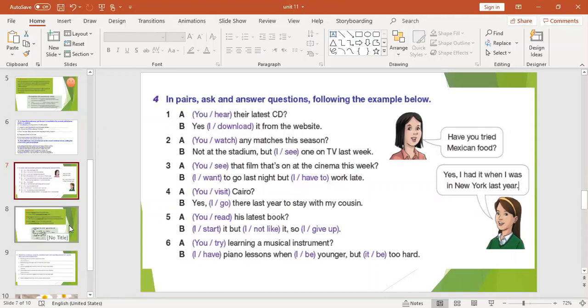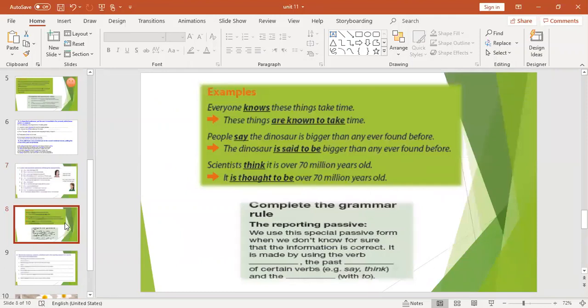Let's move now to a new idea and something new, which maybe I introduced as reporting passive. Everyone knows these things take time. Look at the sentence. The sentence is in the active voice. If we try to decide the object and the subject, everyone, the subject, knows is the verb, these things take time, all of this is the object.